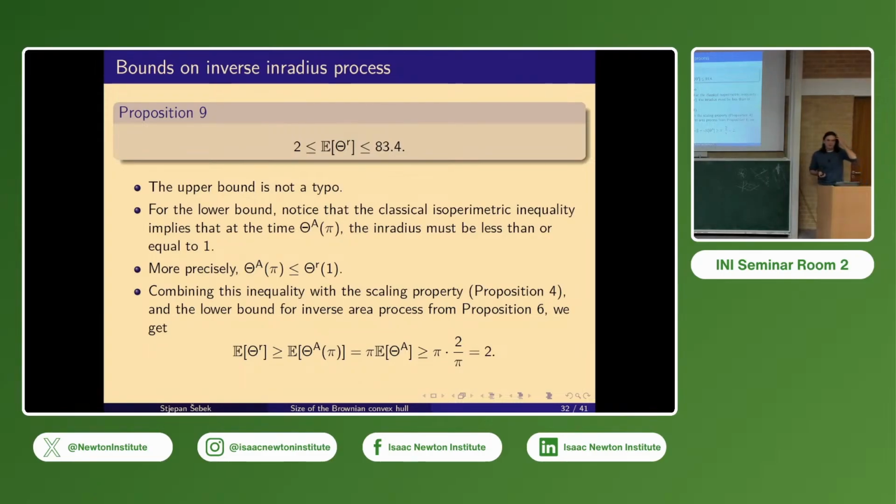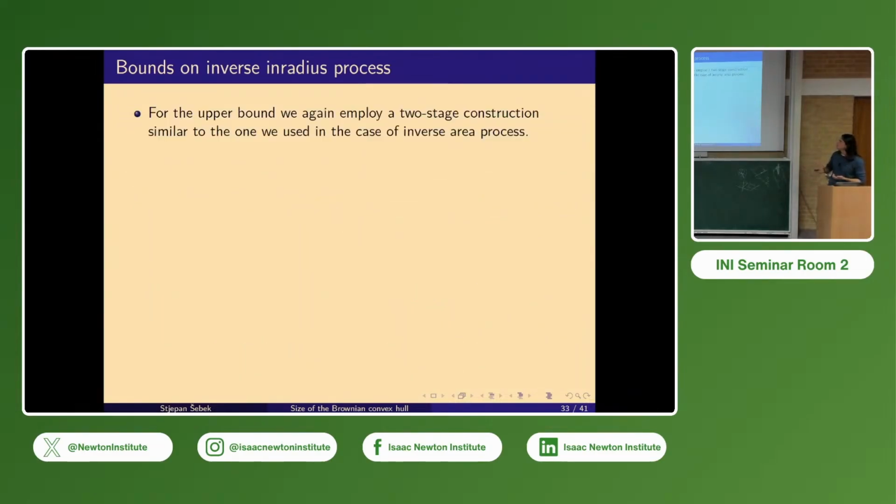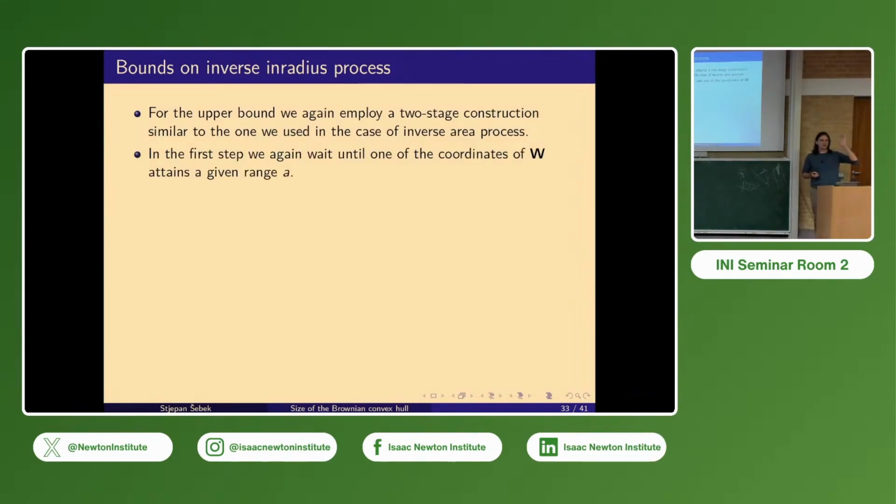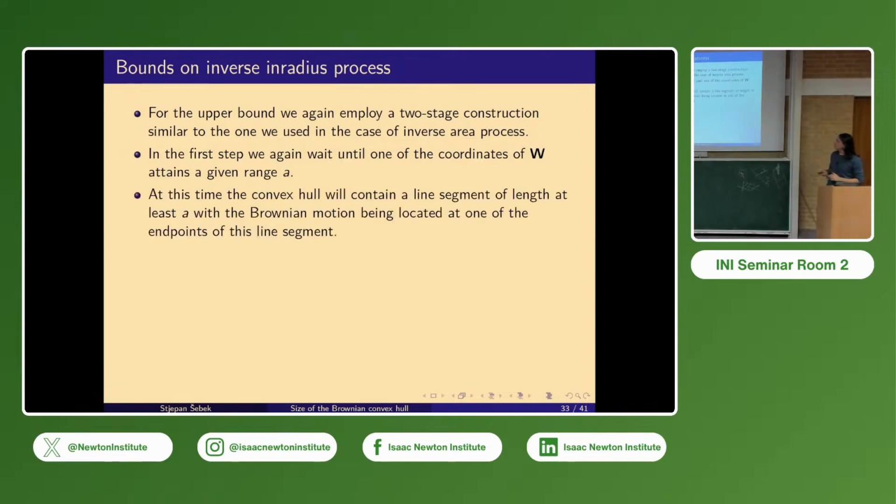And for the upper bound, we actually used something in the spirit of this construction I just discussed for the area. And how did we do it? First, again, we just wait until one of the two ranges attains value A, because then we know that we have a segment of length at least A inside of our hull. And not only do we know that we have a segment of a particular length that we specified, but we also know that at that time, our Brownian motion is located at one of the endpoints of this segment, which is helpful here.